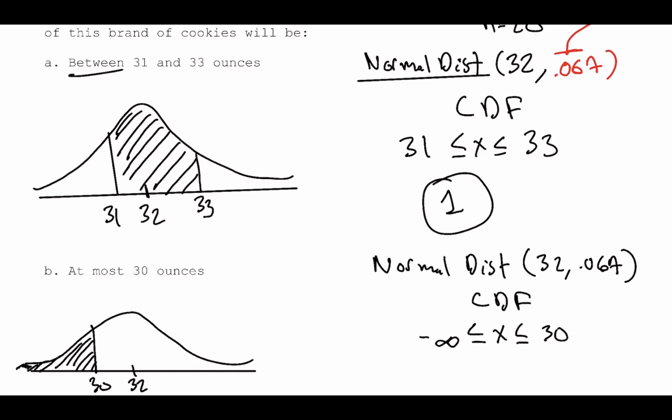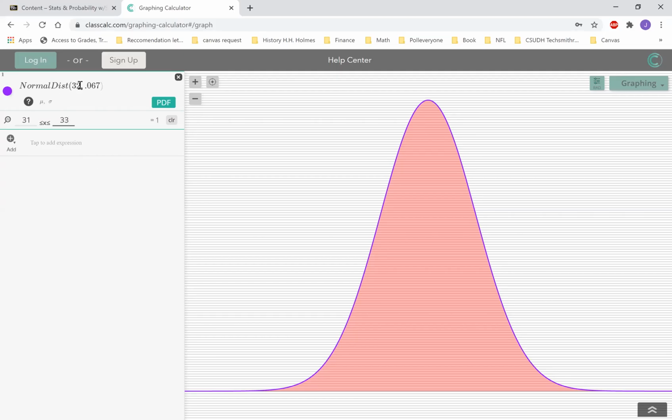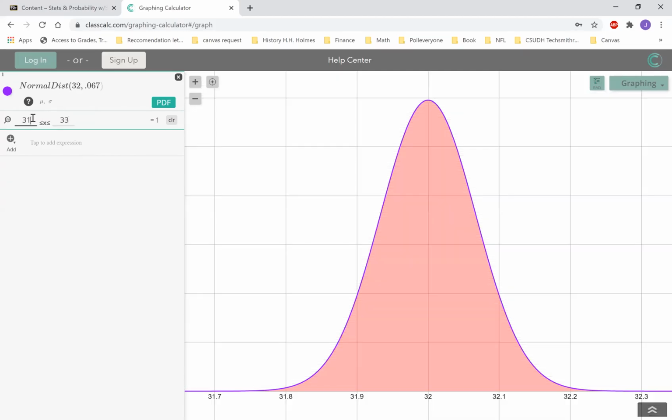Any question on how we got the lower bound or the upper bound? All right. So we go back to ClassCalc. Since we already have the mean and standard deviation there, you're going to change this. Just leave it blank, and then change it from 33 to 30.